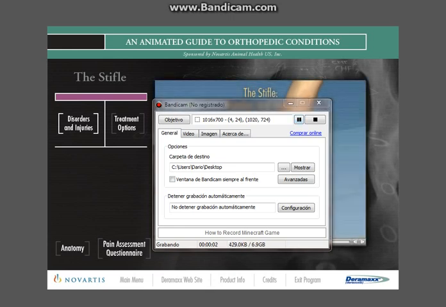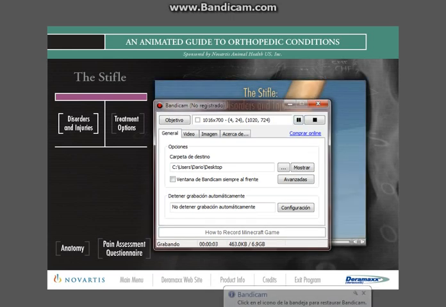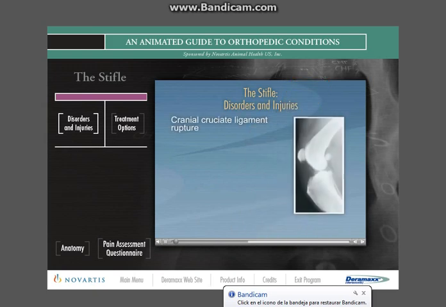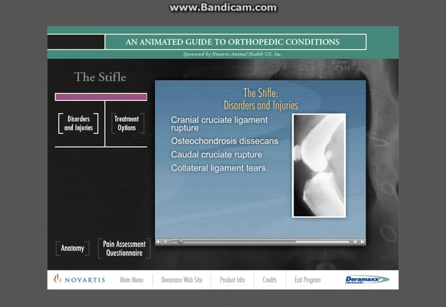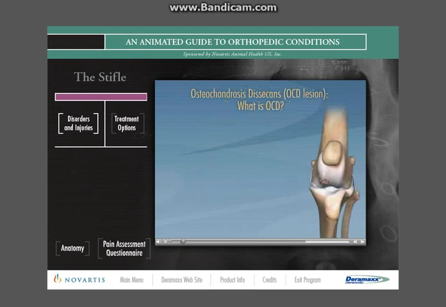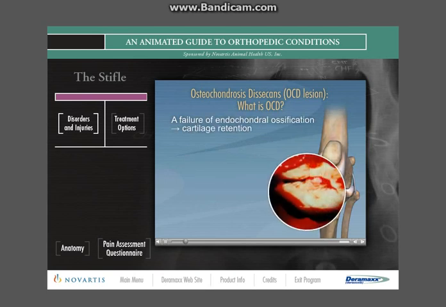The most common disabling injury of the stifle joint in dogs is a cranial cruciate ligament rupture with or without concurrent meniscal injury. Other disorders of the stifle joint include osteochondrosis dissecans, caudal cruciate rupture, collateral ligament tears, meniscal injuries, synovitis, and patellar luxation. Osteochondrosis dissecans is a failure of endochondral ossification leading to cartilage retention.